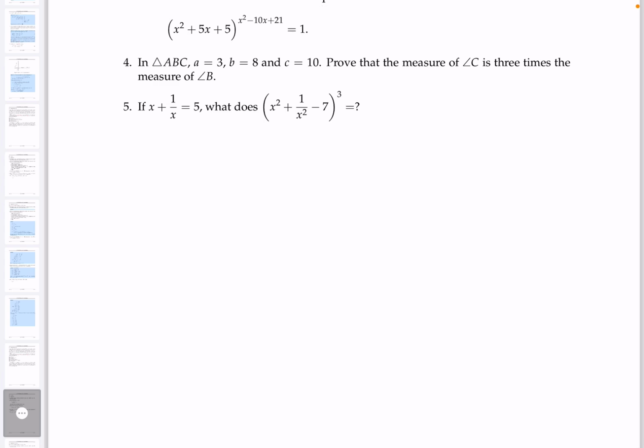All right, another triangle problem. It says, triangle ABC where A is 3, B is 8, C is 10. Prove that the measure of angle C is 3 times the measure of angle B. All right? So let's put this down.